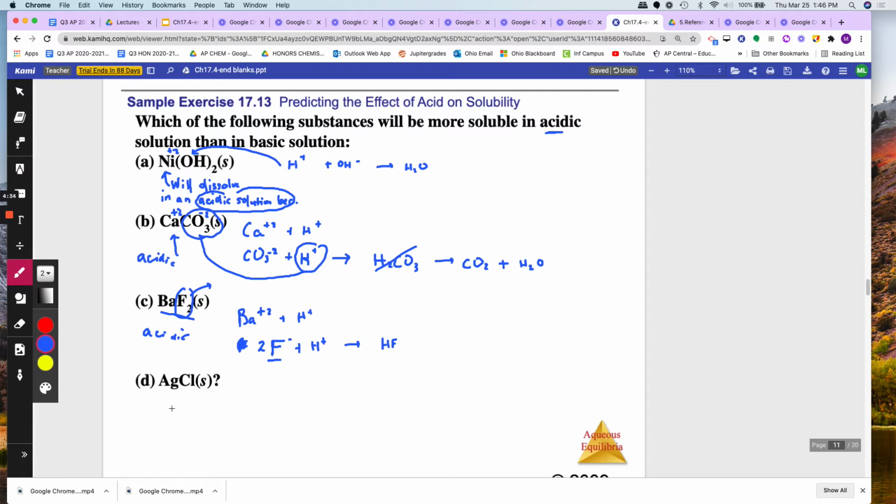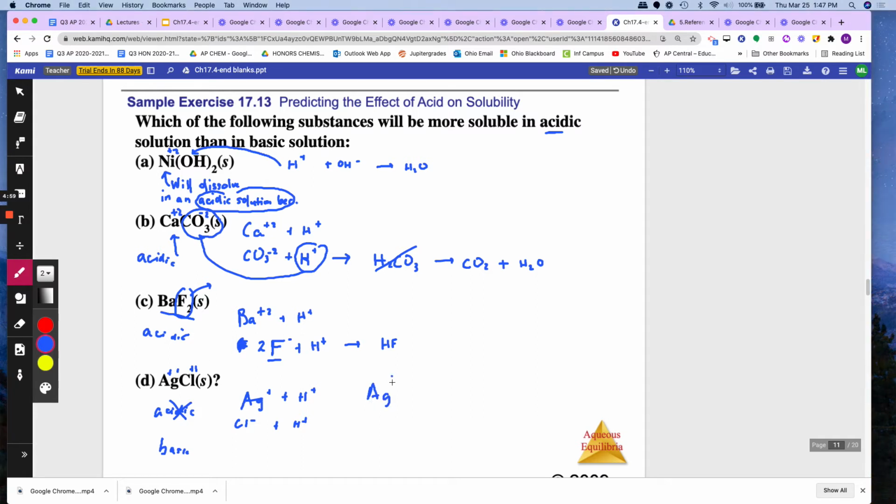Let's see AgCl. Plus and minus. Will Ag plus bond with H plus? Nope. Will Cl minus bond with H plus? Nope. So no, this won't dissolve in an acidic medium. So acidic? No. Will it dissolve in a basic medium? Let's check. Will Ag plus bond with OH minus? I don't know. Let's see if it will do it. Let's look at the solubility chart.